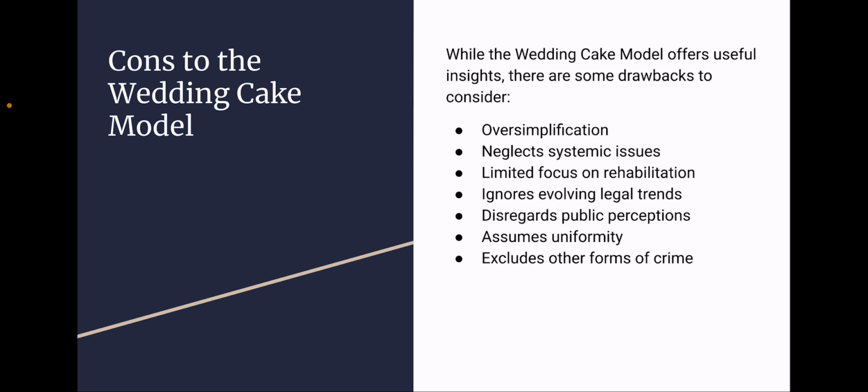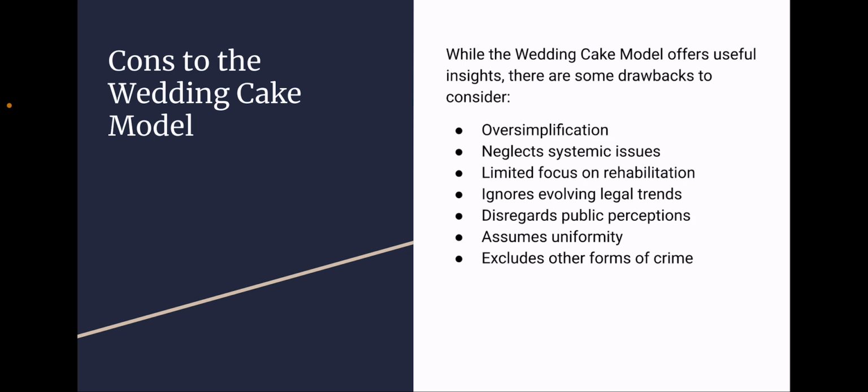So it ignores evolving legal trends. As criminal justice practice evolves, the model may not adequately capture new developments, such as changes in how certain crimes are handled, like drug possession, or the increased focus on alternatives to incarceration. So that makes me think of mental health, how that comes into play now. It disregards public perception. It highlights the media's influence on perceptions of crime. The model doesn't explore in depth how public attitudes may differ across different communities or how they influence policymaking and resource allocation.